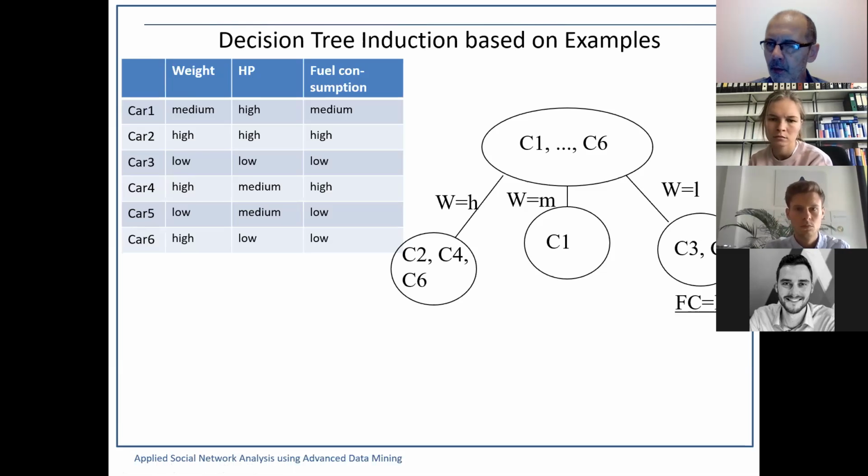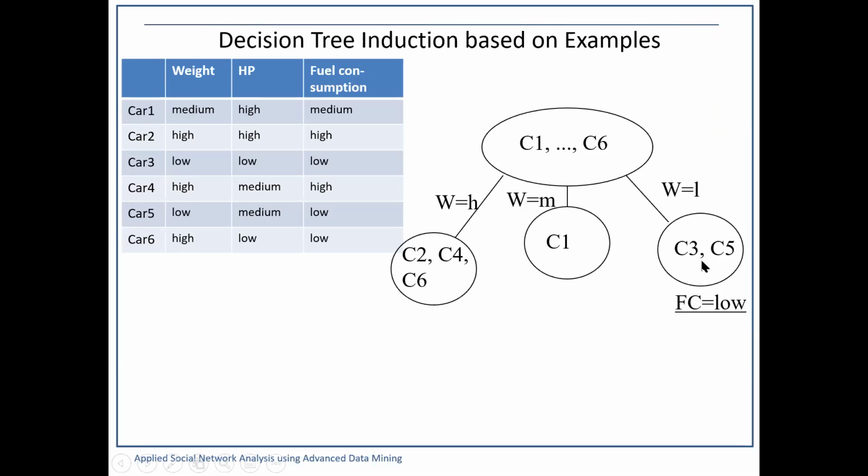For example, what we know in this case is all cars with low weight have low fuel consumption. Low weight is car number 3, low fuel consumption, and car number 5, low fuel consumption. So what does that mean in plain English? We don't need any other information. If we know a car has low weight, that's already sufficient to conclude it's going to have low fuel consumption. At least that's information hidden in this database.